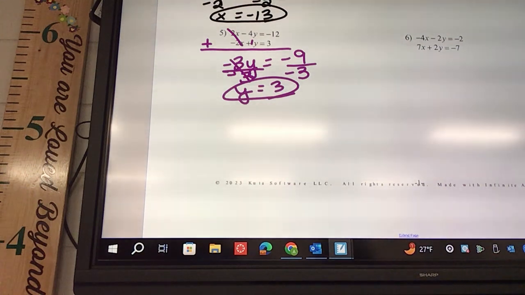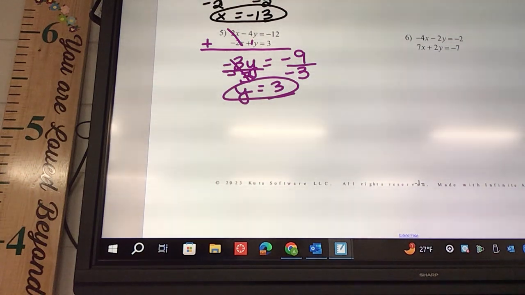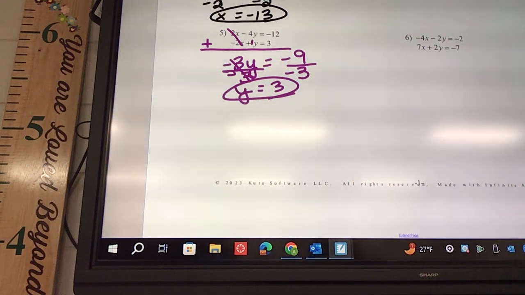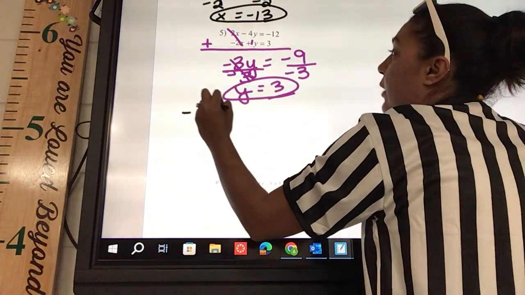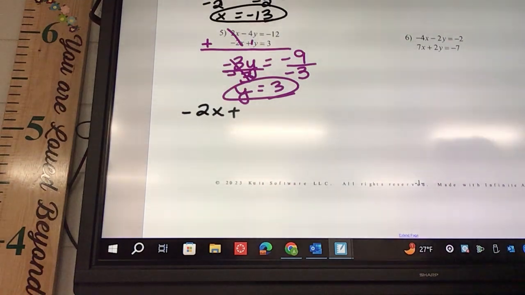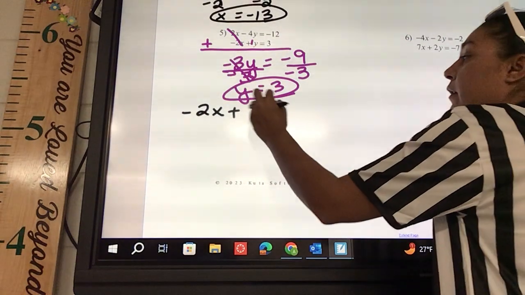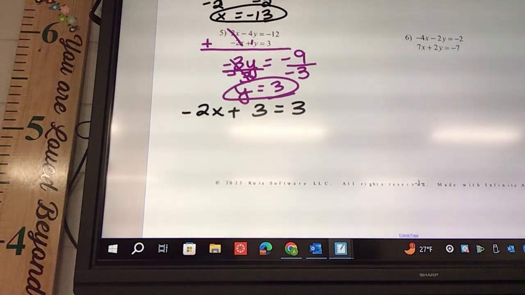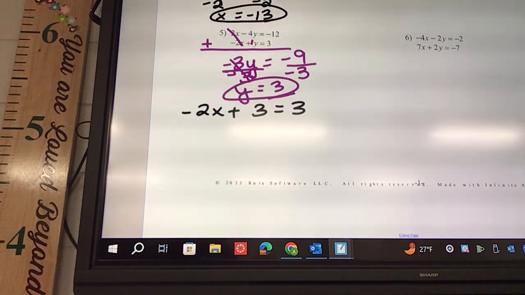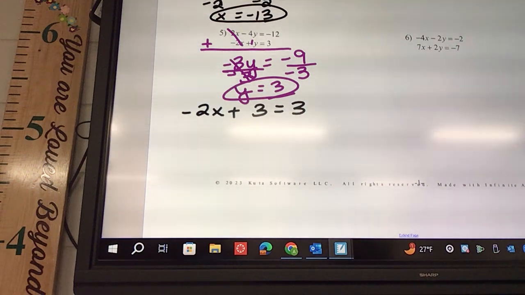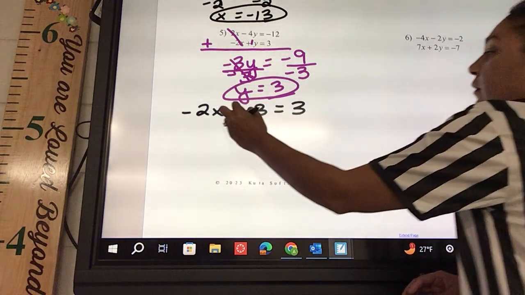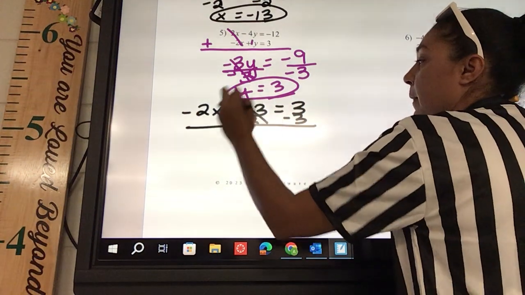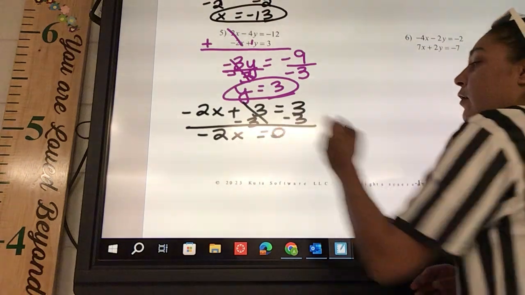Okay, we're going to take that and plug it into one of our original equations. Which equation would you like to use? Number 2. Okay, so we got negative 2x plus, instead of y, what am I putting? A 3. Okay, 3 equals 3. Okay, and then what needs done? Yep, so we're going to minus 3 on both sides. So minus 3, minus 3. So I got negative 2x equals 0.